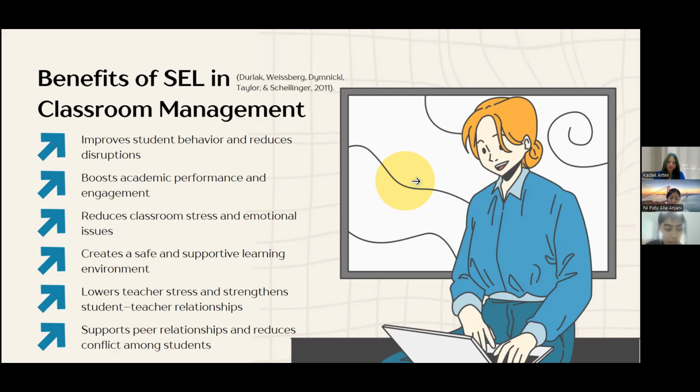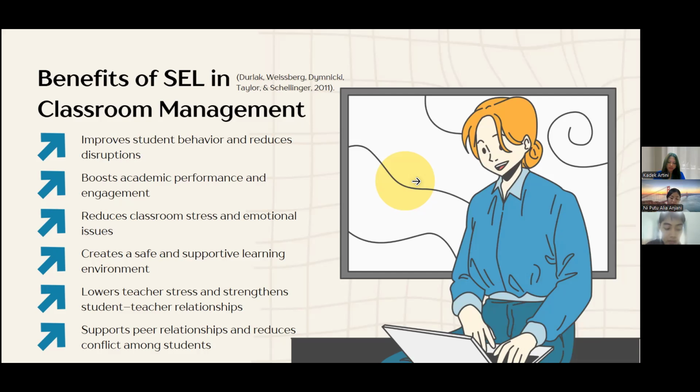And the third is reduced classroom stress and emotional issues. So SEL can help students recognize and manage feelings like anxiety or frustration. This lowers stress levels in the classroom and creates a more emotionally stable space for learning. And the fourth is creating a safe and supportive learning environment. SEL can help students build a classroom where they feel respected, valued, and supported. This kind of environment makes students more likely to participate, cooperate, and succeed.